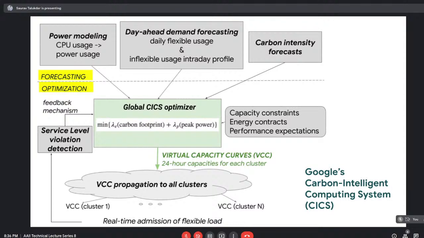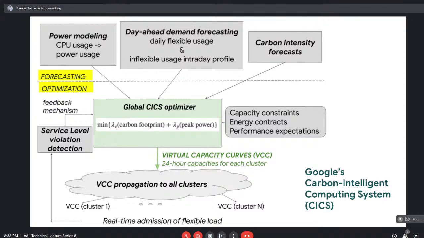And so what the output essentially looks like is that during hours of the day when energy is not clean, Borg would see much less resource in that cluster, so it won't be able to schedule a whole lot of flexible jobs there. It will only be doing the inflexible jobs. An inflexible job example is like a Google search for somebody.